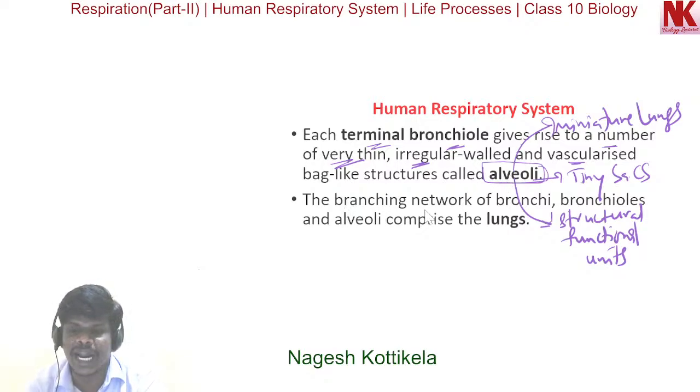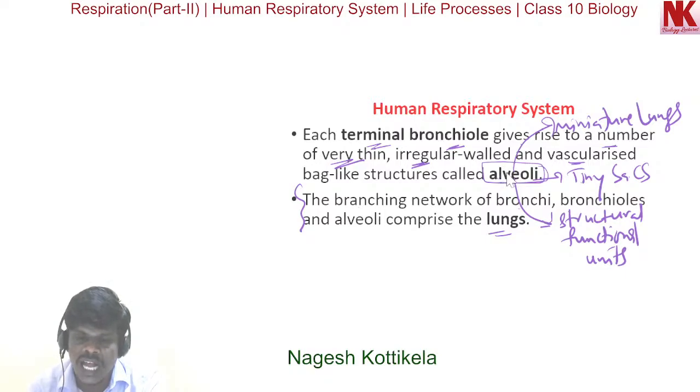One more important statement: the branching network of bronchi, bronchioles and alveoli comprises the lungs. Alveoli provide the large surface area for the exchange of gases.